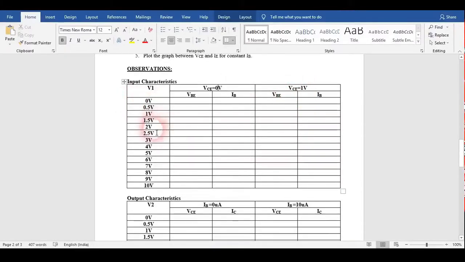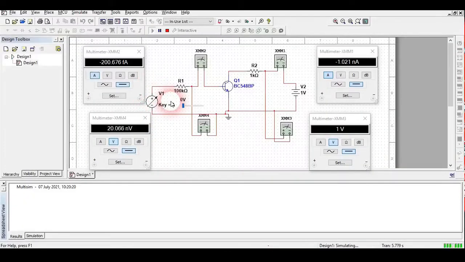And again we will change the value of V1. These are different sets of values, and for different values of V1 we are going to measure this VB and IB. Just see here, I will increase the value of this V1, and we are going to get different values of this IB and this VB.